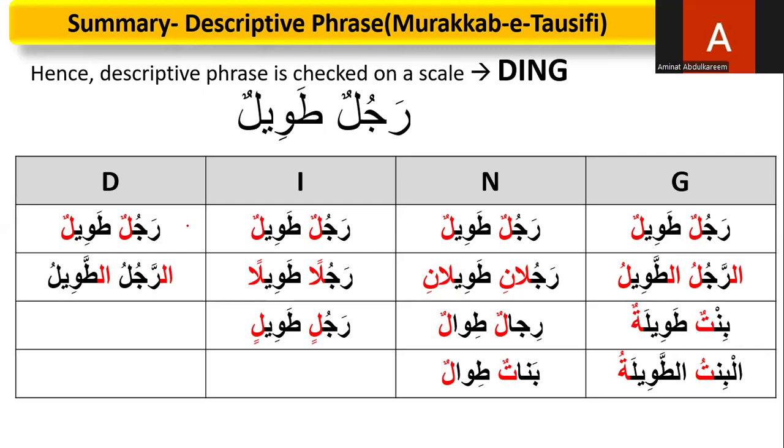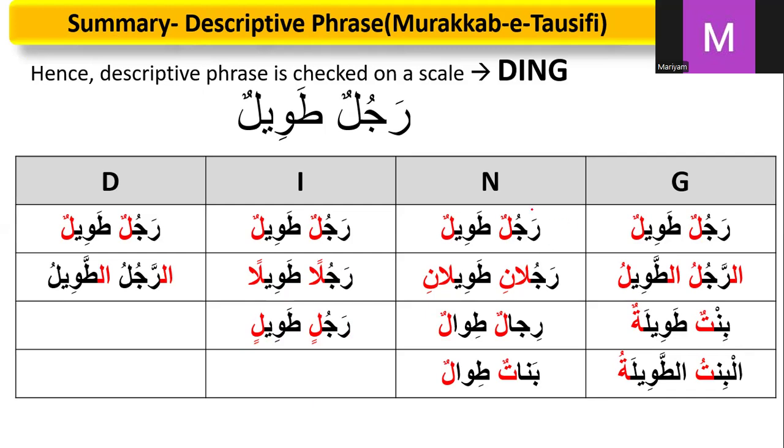definite. Now I'rab has three states: marfu, mansub, and majroor. What are the signs? Marfu has dhamma or dhammatain. Mansub, fatha or fathatain. And majroor, kasra or kasratain. So I have taken indefinite here to understand. You can take definite as well. Rajulun tawilun. Rajulan tawilan. Rajulin tawilin.